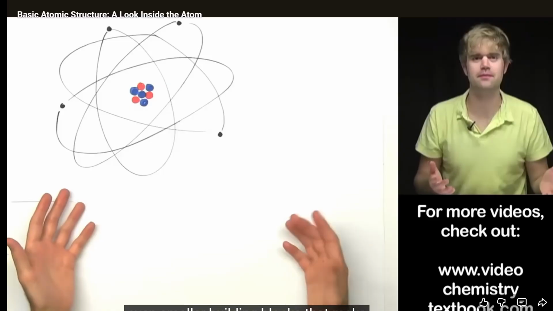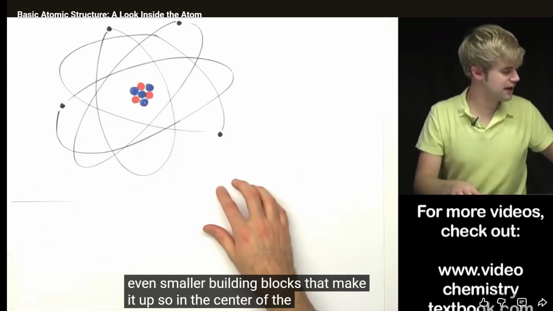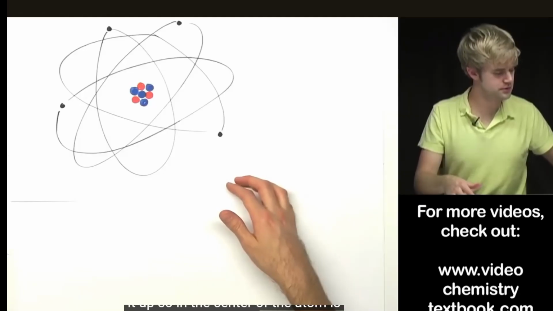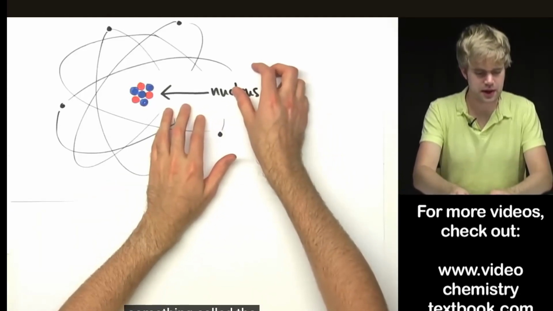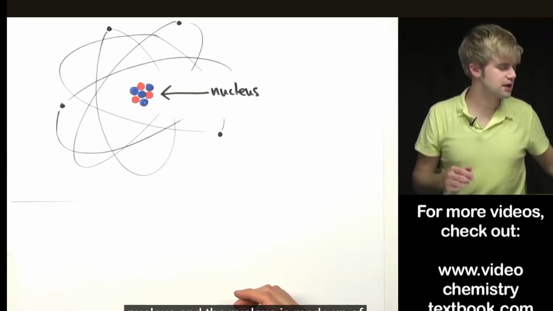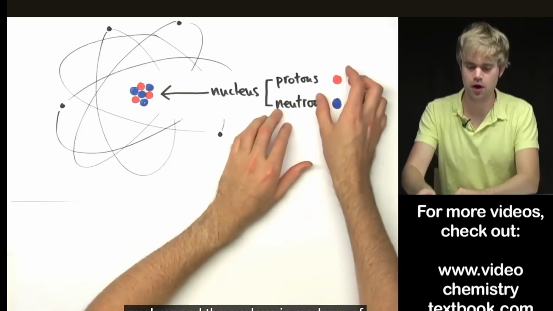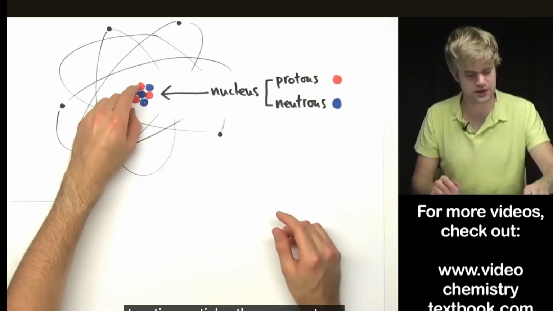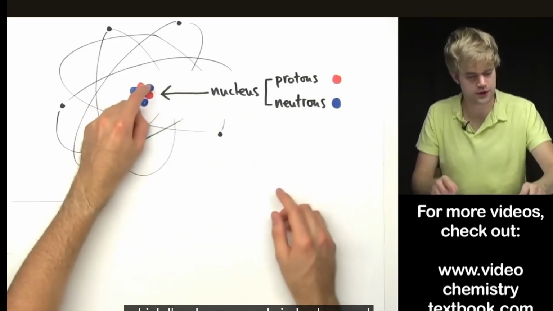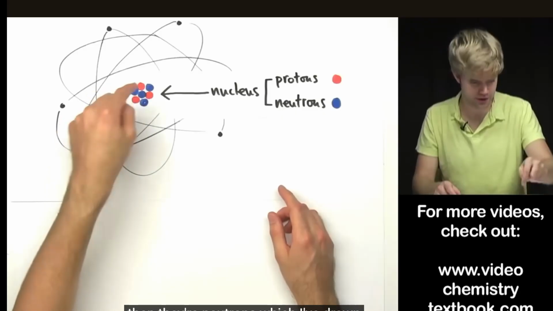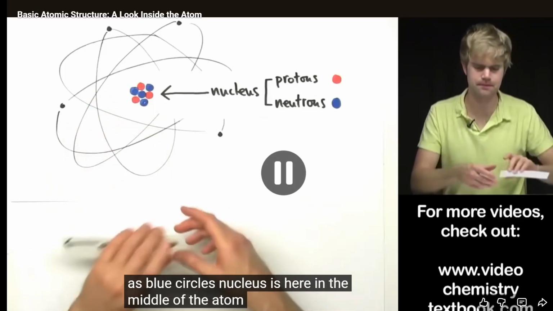Okay. So in the center of the atom is something called the nucleus. And the nucleus is made up of two tiny particles. There are protons, which I've drawn as red circles here, and then there are neutrons, which I've drawn as blue circles. The nucleus is here in the middle of the atom.